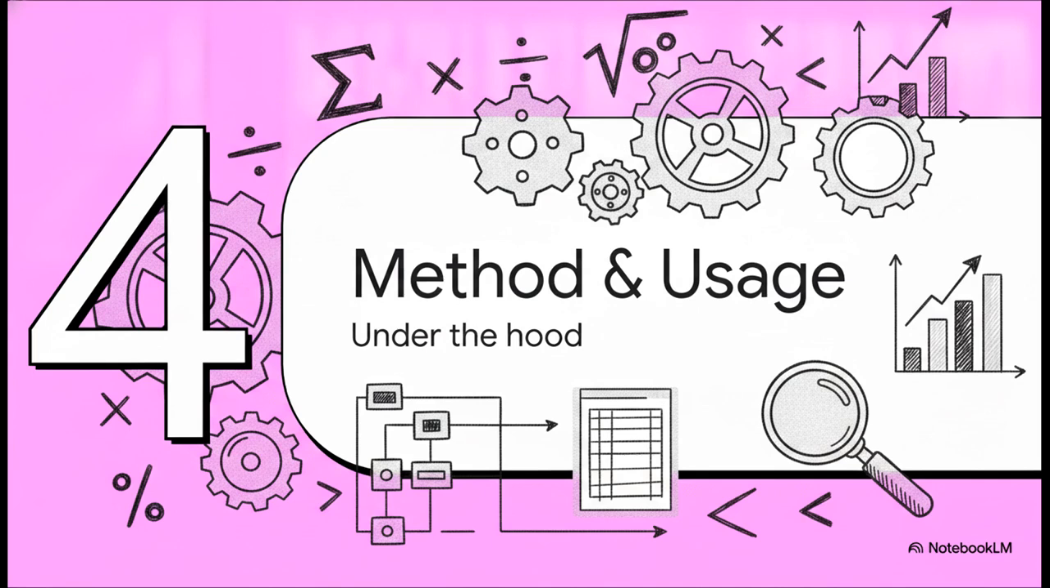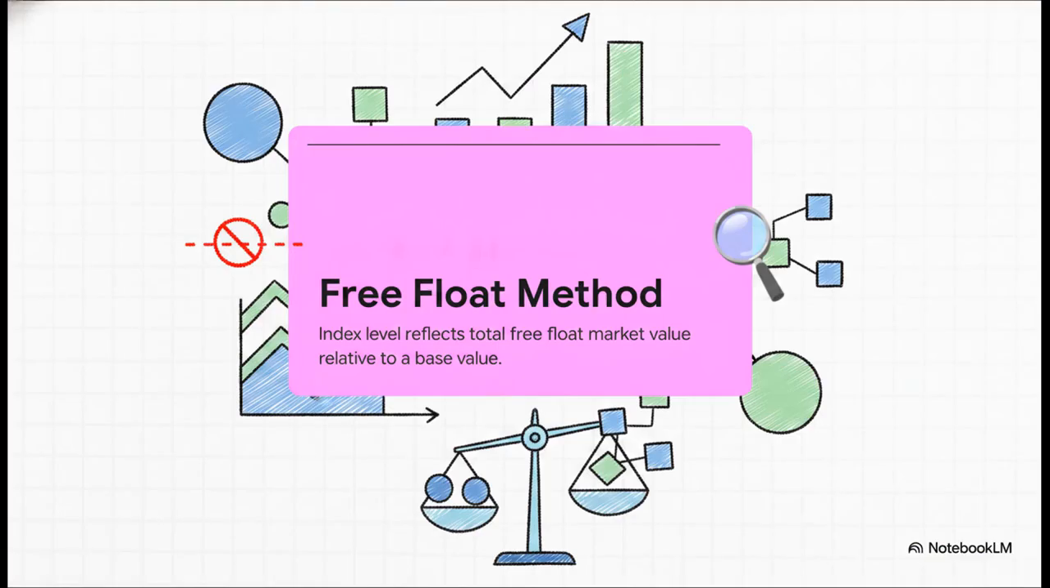Let's move on to Part 4, method and usage. Looking under the hood. Now this is where it gets really interesting. The Nifty Small Cap 250 uses the free float market capitalization method. In plain English, the weightings of the companies are driven purely by the shares actively available for public trading. It intentionally tosses out locked-in shares held by promoters or the government, so it gives us a much more accurate, real-world picture of the tradable market.